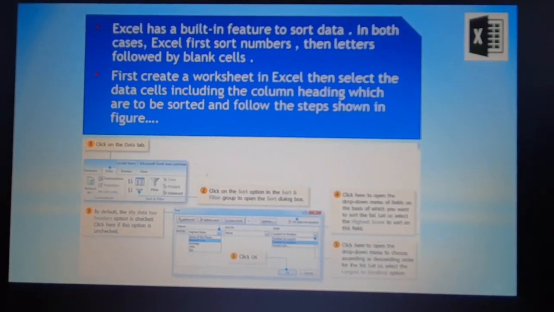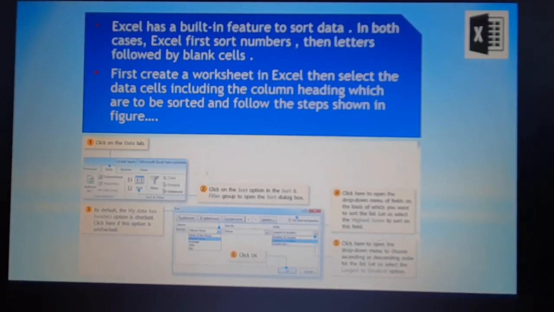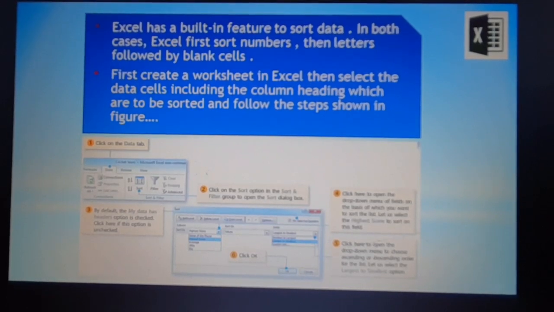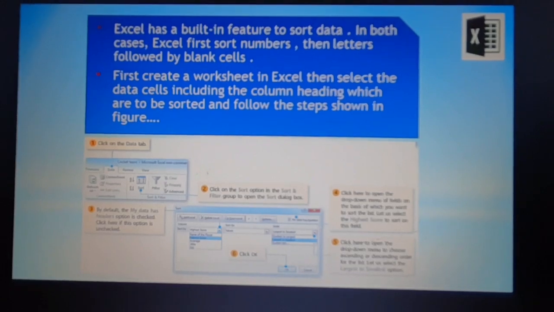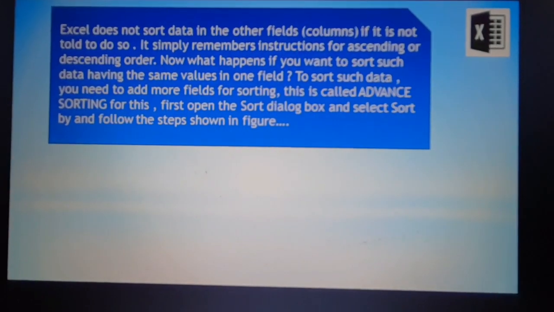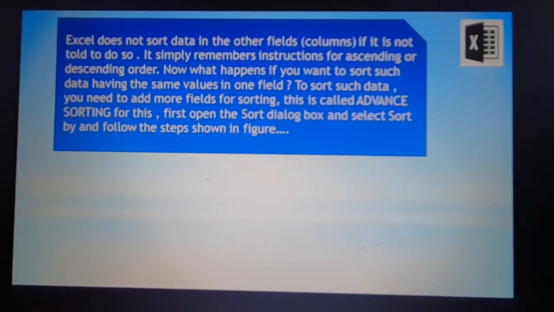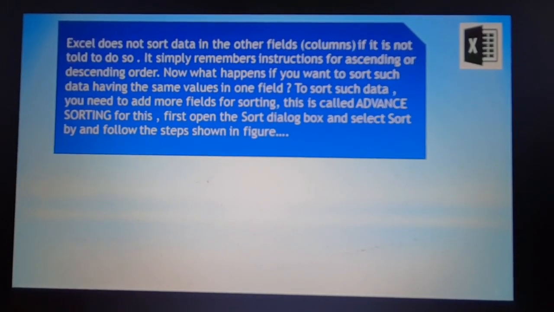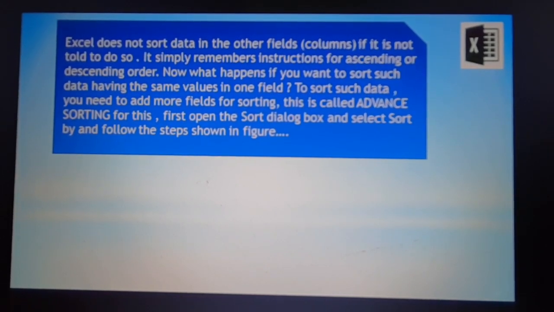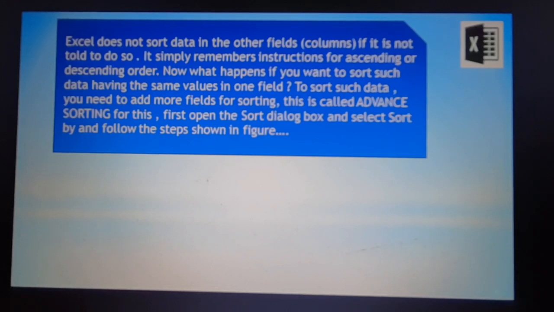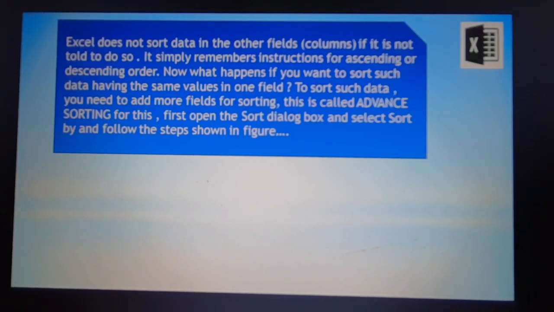Step 5. Click on Order to open the drop-down menu to choose ascending or descending order for the list. Let us select the largest to smallest option. Step 6. Click on OK. Excel does not sort data in the other fields or columns if it is not told to do so. It simply remembers instructions for ascending or descending order.